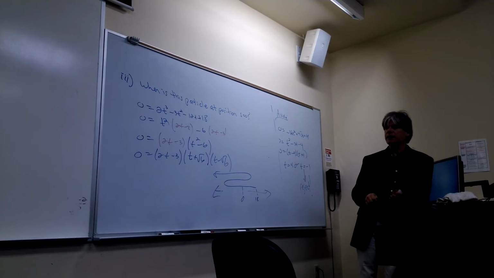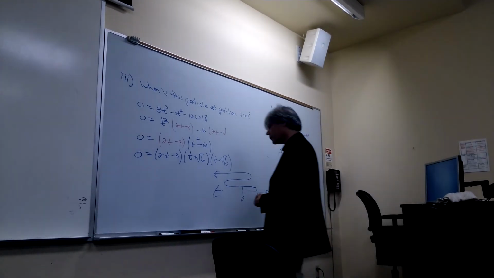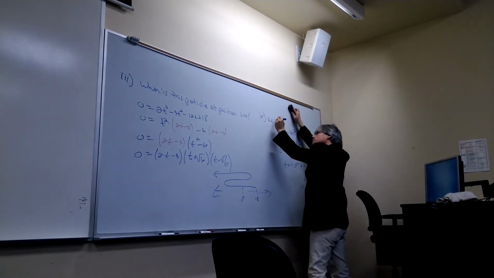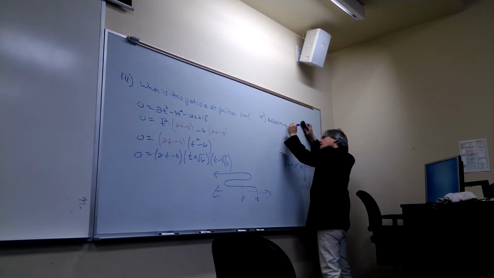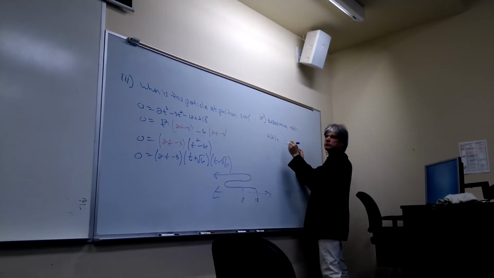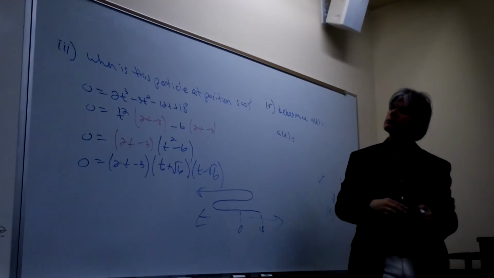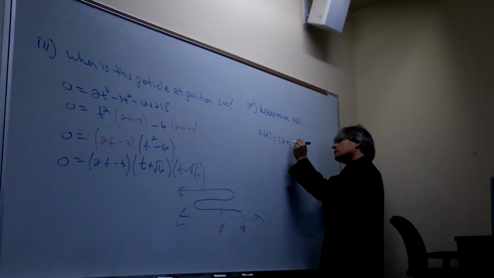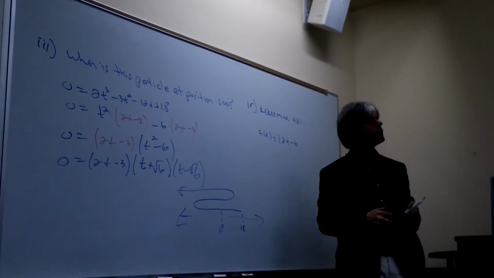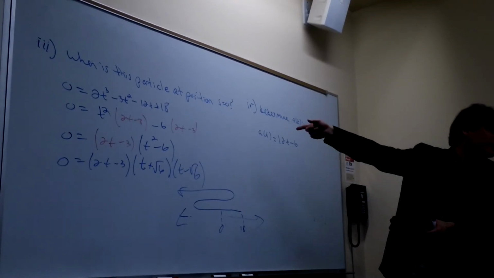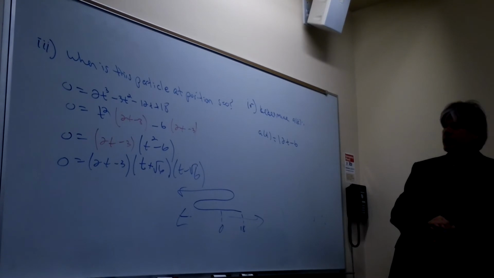Oh, shoot! I didn't ask that, did I? Let's ask it. Part 4. Determine acceleration as a function of time. What do you get? Anybody? 12t minus 6. 12t minus 6. At what time is acceleration equal to 0? At t equals positive 1/2, when a is equal to 0. Good, I agree.